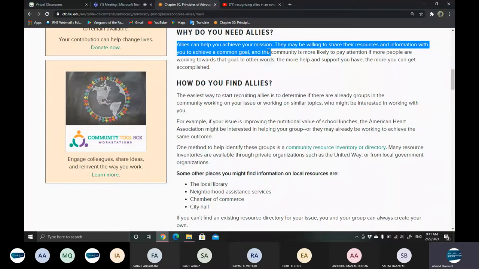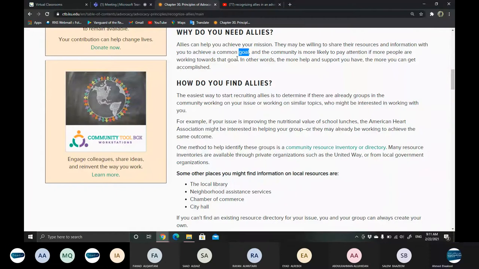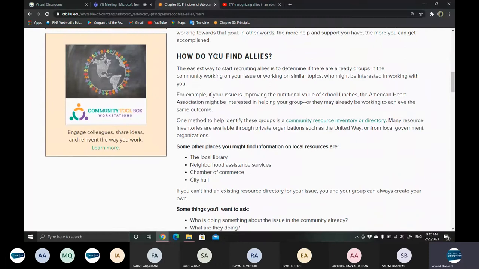Of course, this common goal is like the example we have given before. A chemical factory is trying to open a branch in Riyadh, so our goal is to shut it down. The community is more likely to pay attention if more people are working towards that goal. In other words, the more help and support you have, the more you can get accomplished. As many people as join you, you can make a change, you can make a difference, you can affect the community's opinion about the problem you have started a campaign towards.